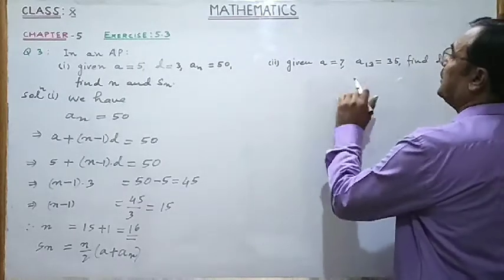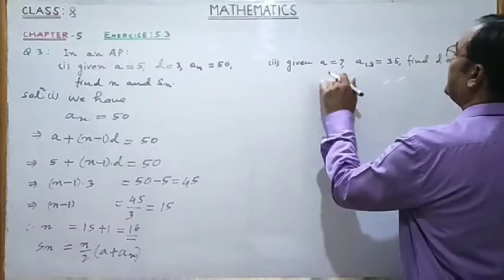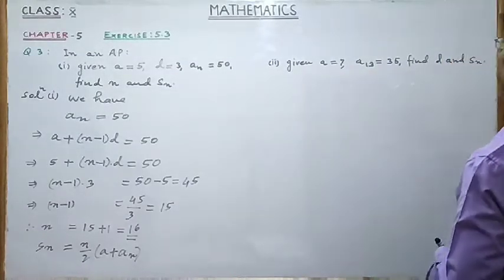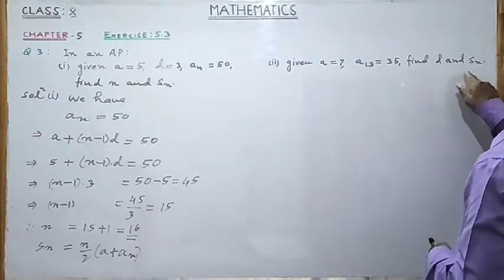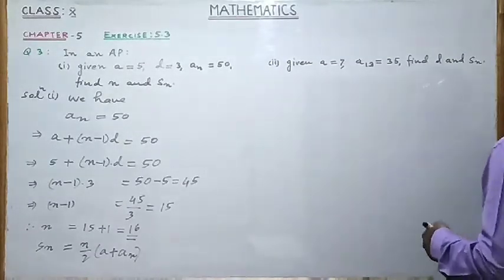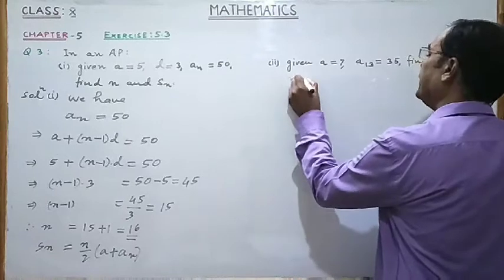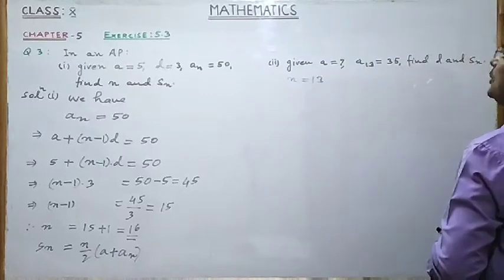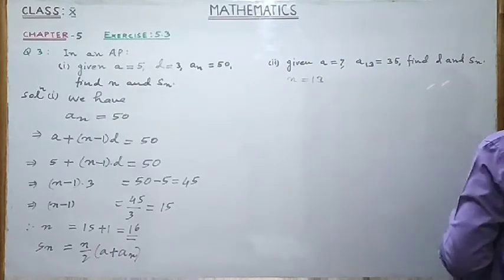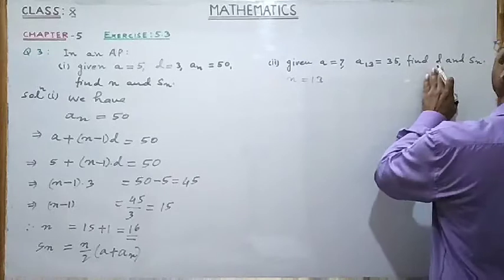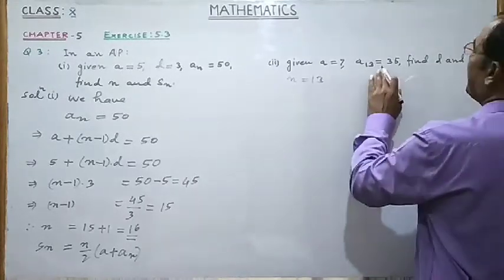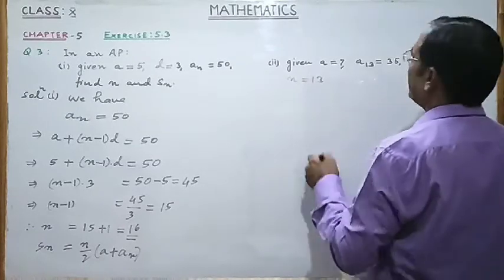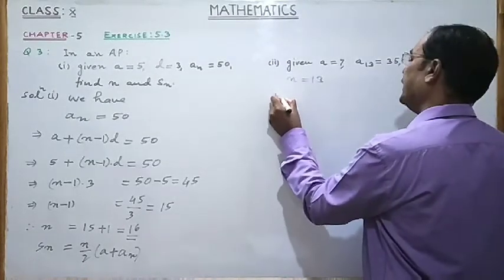Now let's see the second part. The first term is 7, the 13th term is 35, and we have to find the common difference d and the sum of the first n terms. Here the value of n is given, 13. So there are 13 terms in this AP. First let's find the common difference d using this expression of the 13th term, 35.